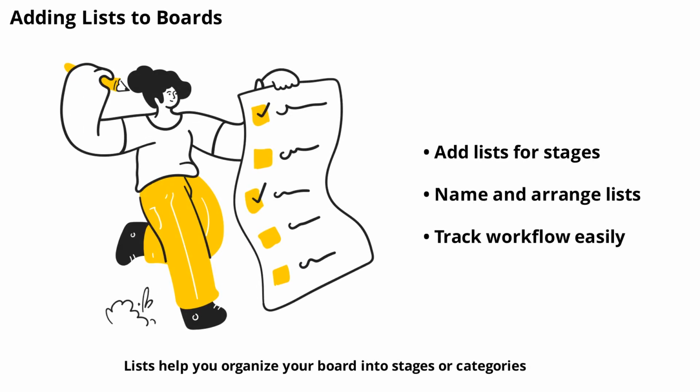Lists help you organize your board into stages or categories. For example, you might have lists like To Do, In Progress, and Done. To add a list, simply click Add a List and enter a name. You can add as many lists as you need and rearrange them by dragging and dropping. Lists are essential for tracking progress and keeping your workflow organized.